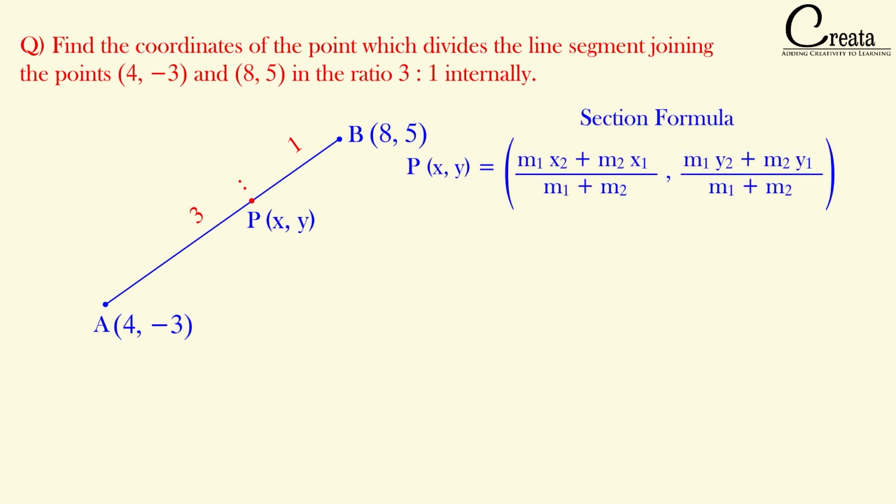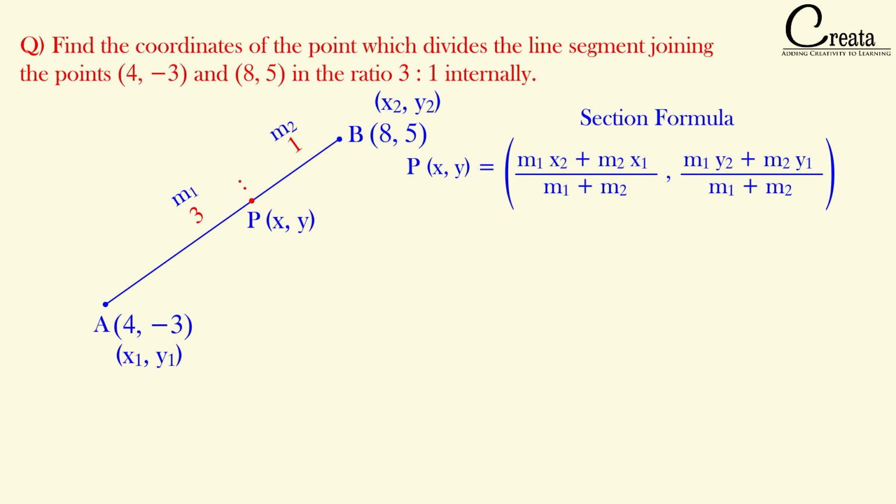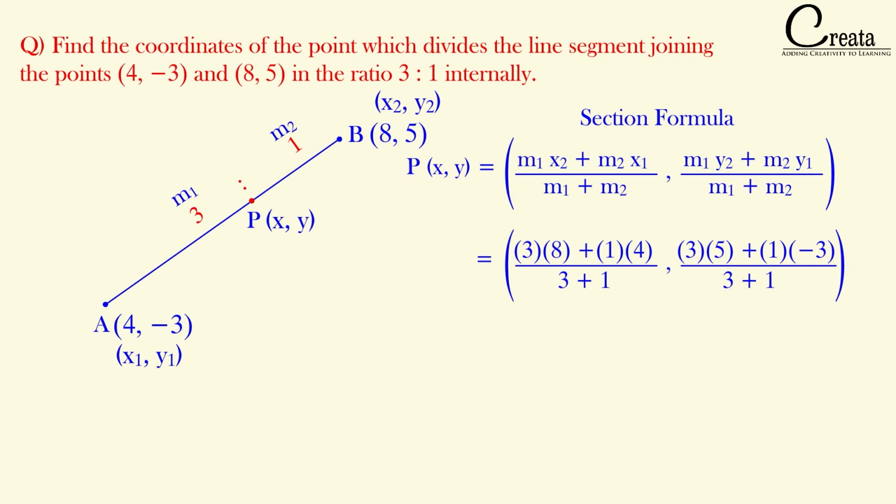So here the section formula will be applicable. Here x1, y1 will be equal to (4, -3) and x2, y2 will be equal to (8, 5). M1 will be equal to 3 and M2 will be equal to 1. We got all the variables. Let's put it into our formula, that is the section formula. On putting the values and solving, we got the coordinate of x as 7 units and the coordinate of y as 3 units. That is, the coordinate of the point is (7, 3). This is the answer of the question. Okay, got it?